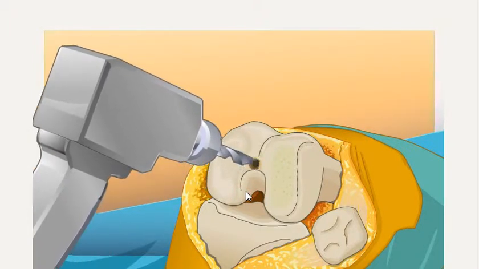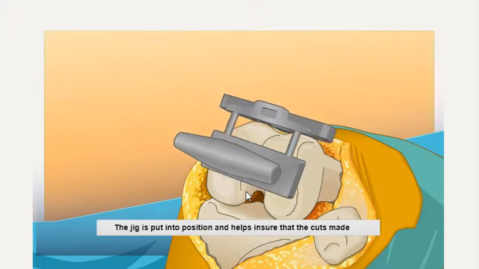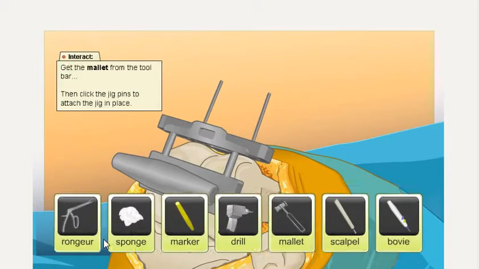Aa deldim. The jig is put into position and helps ensure that the cuts made to the bone are exactly what are needed. Now hammer in the pins to hold the jig.